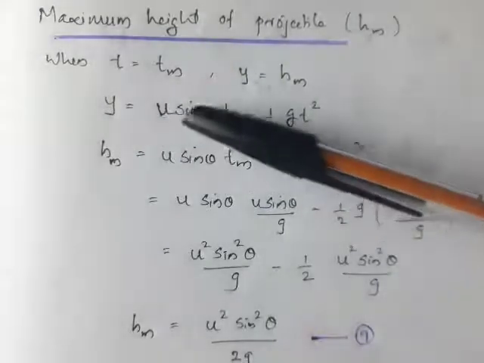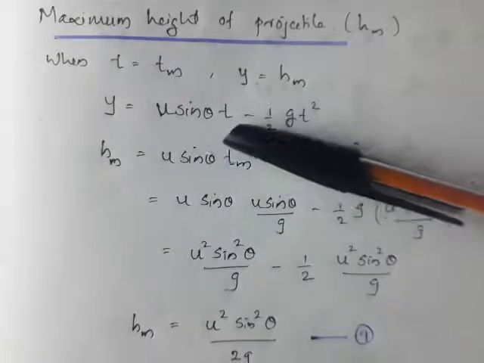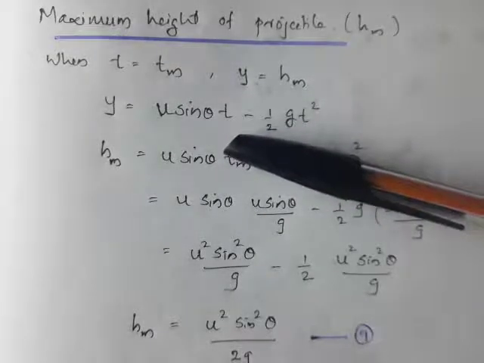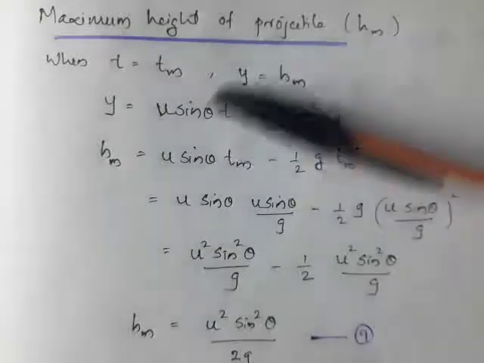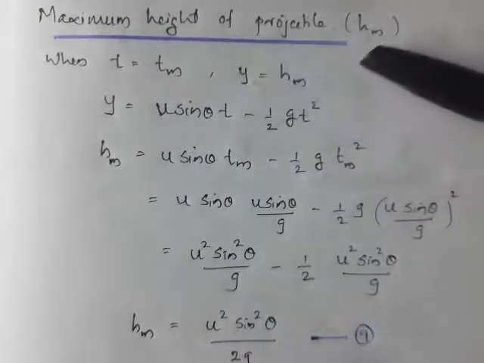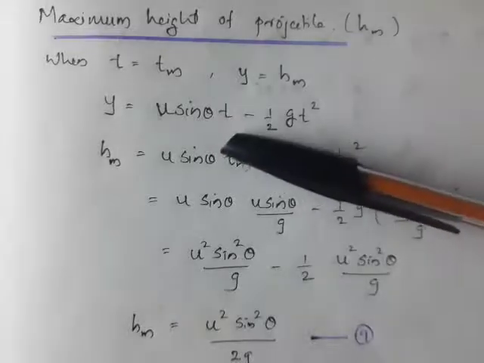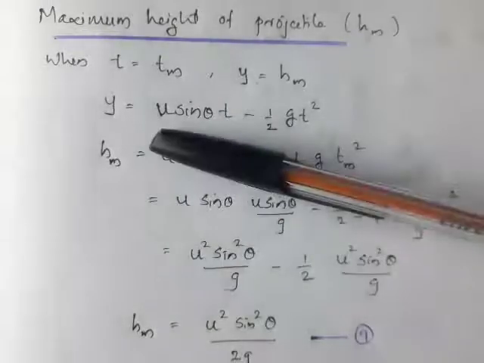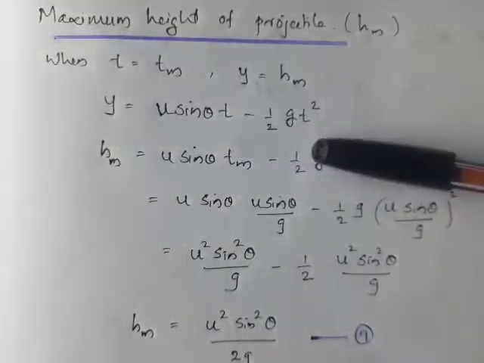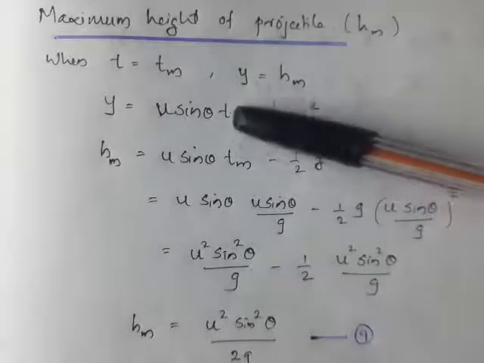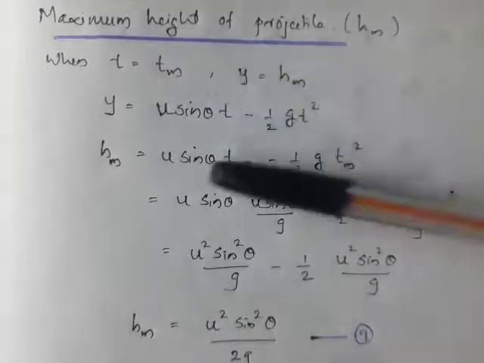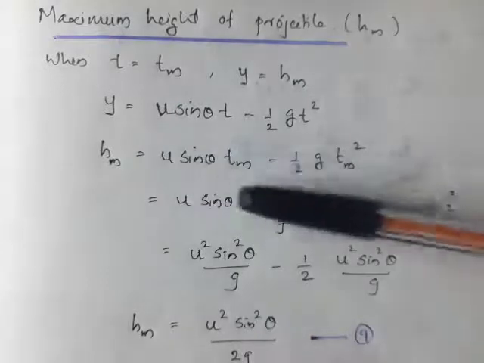This is the distance covered by the projectile in the upward direction. This is the vertical distance, which is called the height of the projectile. So maximum height we represent as hm, h suffix m. So y is equal to u sine theta t minus half gt square. In that, t becomes tm, then the height is maximum height.